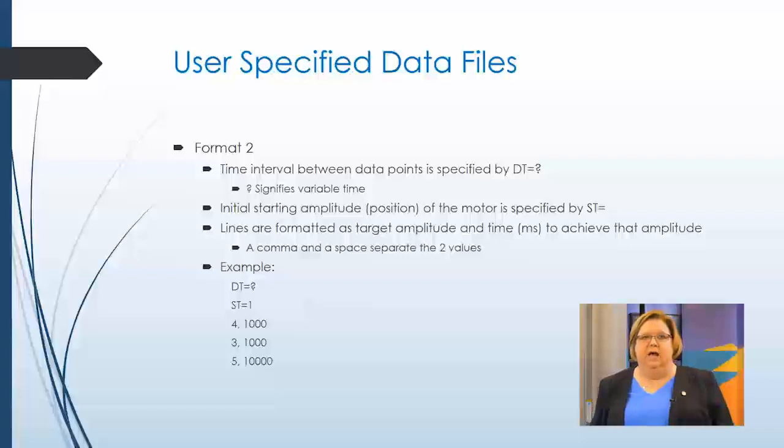Format 2 is a time interval between data points specified by dt equals question mark, which signifies variable time. And the initial starting amplitude of each motor is specified by ST. And what this does is you see this formatted as a target amplitude and the time to achieve that amplitude. And so you specify it by different times. It doesn't have to be an equal time between movements.